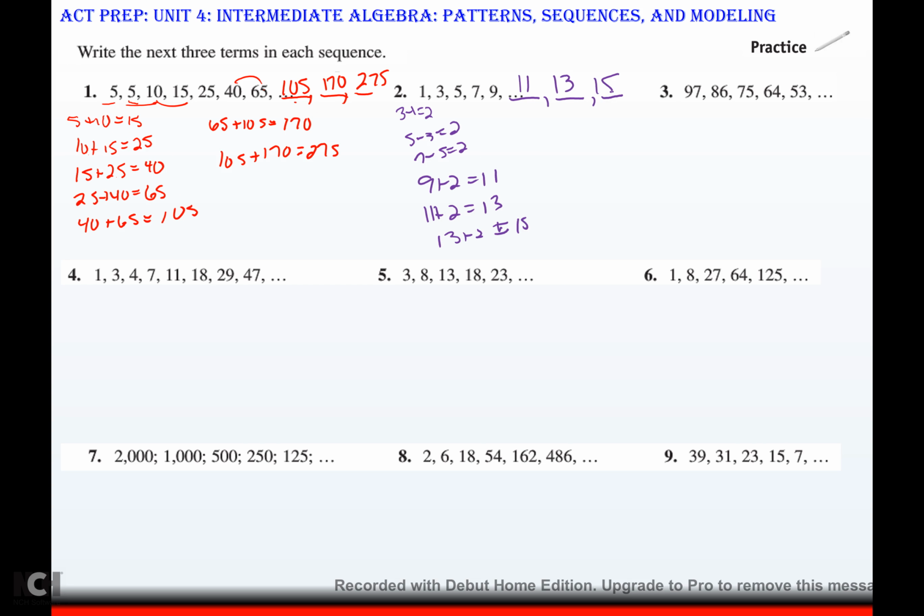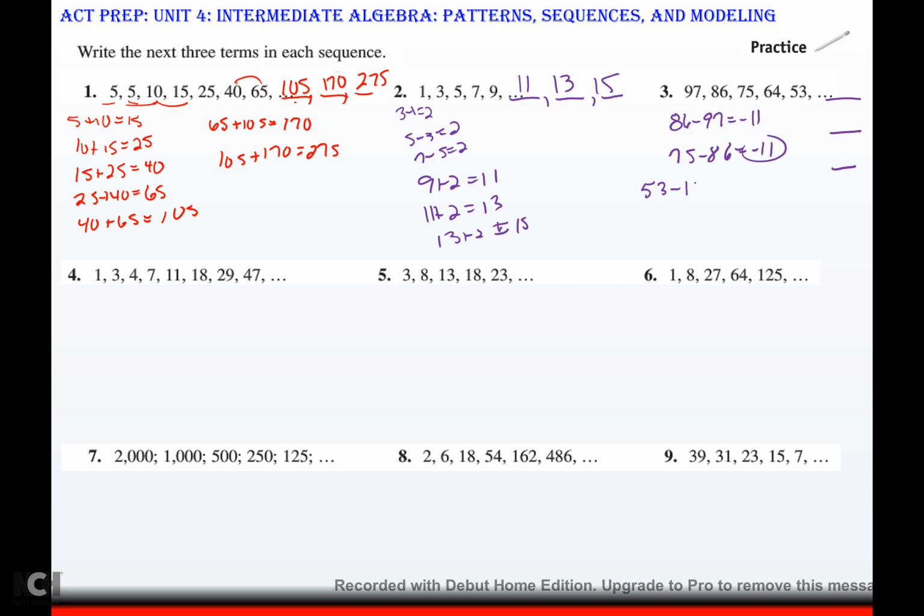All right, and number 3, 97, 86, 75 is going down. So again, I'm going to see if it's arithmetic. If I do 86 minus 97, I get negative 11. If I do 75 minus 86, I get negative 11. So it looks like my common difference is negative 11. So to get the next 3 terms, I subtract 11.